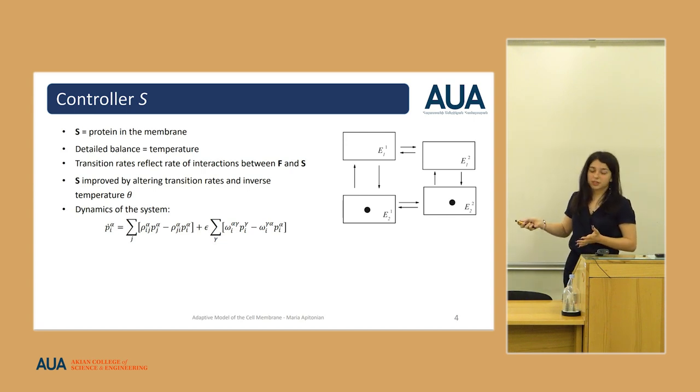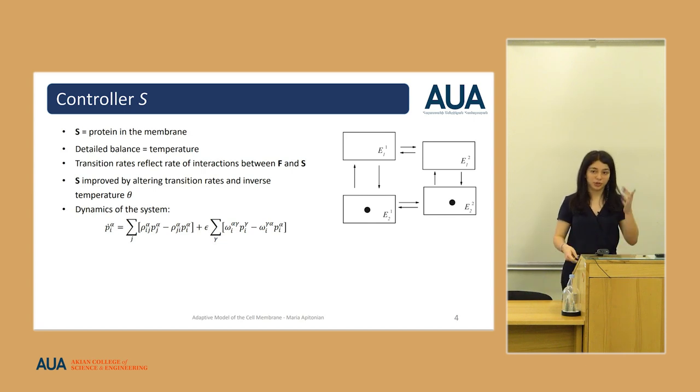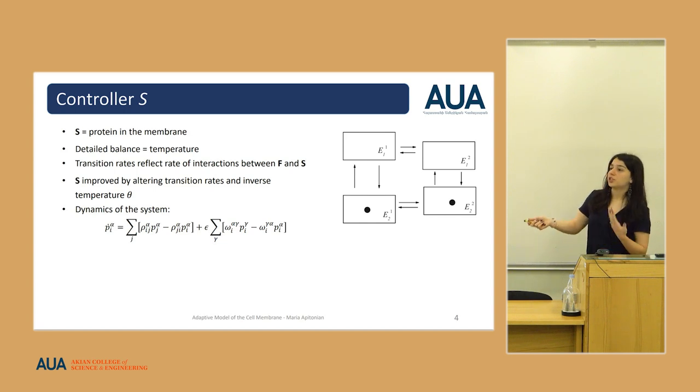S is improved by altering transition rates and inverse temperatures, so these are the possible transitions for a two-state system. These are the zero particle states and one particle states. And this is one delta E value, and this is the second delta E value. Both of these correspond to different environments, and S alters the machine between these two states. The dynamics of the system is going to be represented by a set of four differential equations describing joint probabilities P alpha i, which is the probability of the controller being in state alpha corresponding to an environment mu, and at the same time, the machine itself being in state i, corresponding to the number of particles.